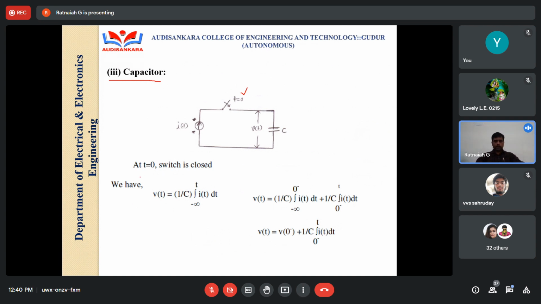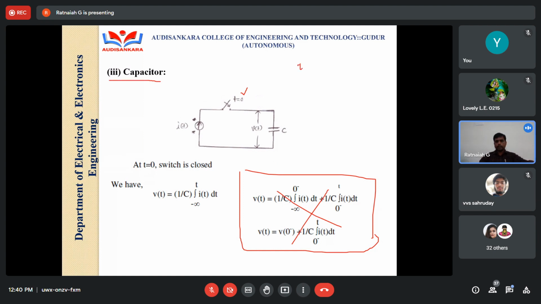So here also I'm going to take the same condition when the switch is closed. No need to go through all these expressions. You just remember what I'm going to say. Let us take first, before closing the switch, that means at t equal to 0 minus. What is the capacitor voltage? The capacitor voltage is 0.